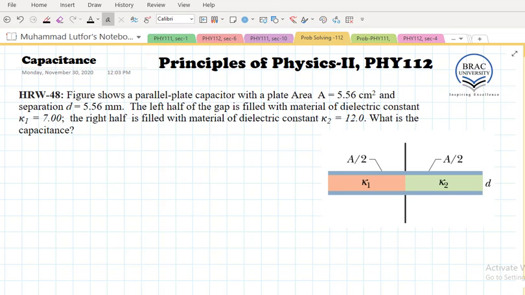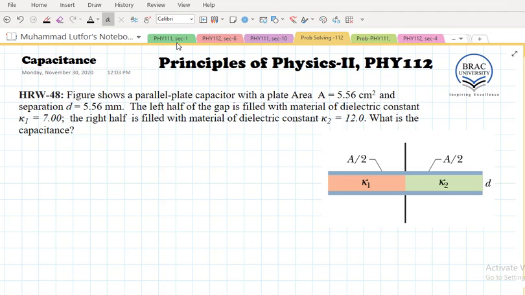This is problem 48 from chapter 25 from Halliday Walker. In this problem it says that a parallel plate capacitor has plate area 5.56 centimeter square and the separation D is 5.56 millimeter.